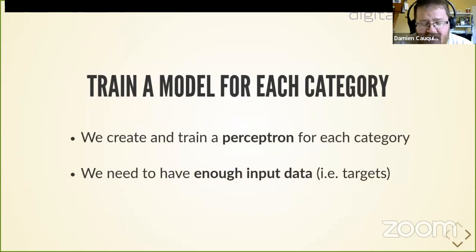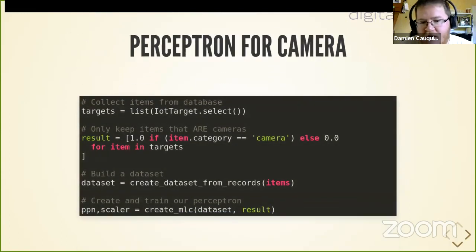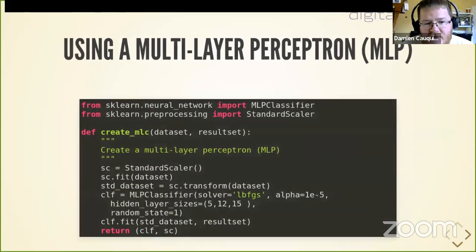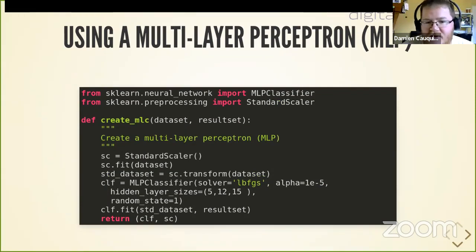So then it's possible to train a model for each category. We create a perceptron for each category, and we need to have enough input data. This is why I chose the most common category I have in my dataset, which is the camera category. Based on this, we create a dataset and another set, which is the result set, the expected result set we're going to use to train this perceptron. And again, with scikit-learn, we create an MLP classifier, which is a multi-layer perceptron classifier. And we train this perceptron with this dataset. And by doing this, we get two things.